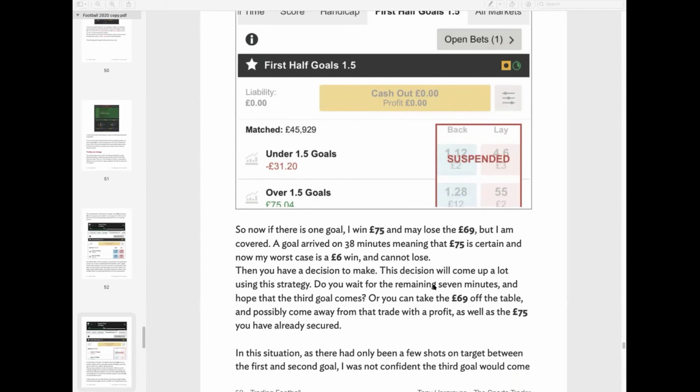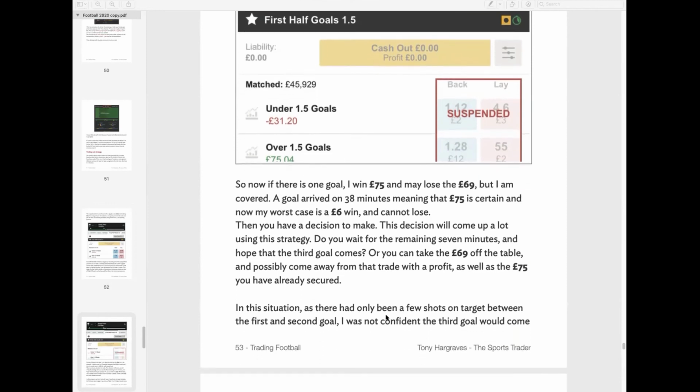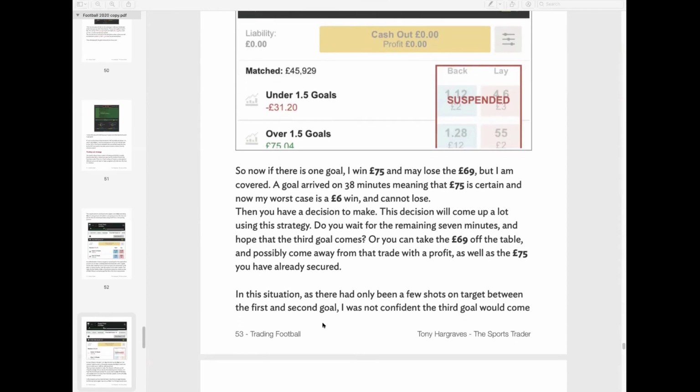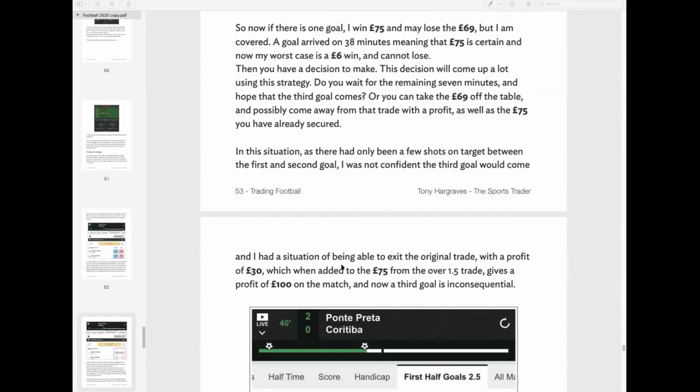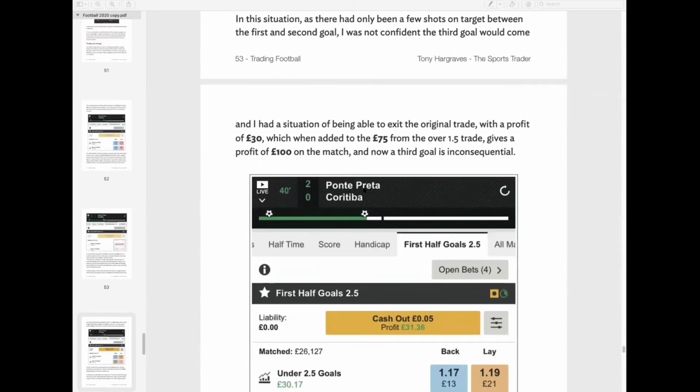Or you can take the £69 off the table and come away from that trade with a small profit as well as the 75. So in this situation, as there'd only been a few shots on target between the first and second goal, I wasn't really confident that the third goal was going to come. And I was able to exit the original trade with a profit of 30, which when you add it to the 75 from the overs, gives me a total of 100 on the match after you take your commission.